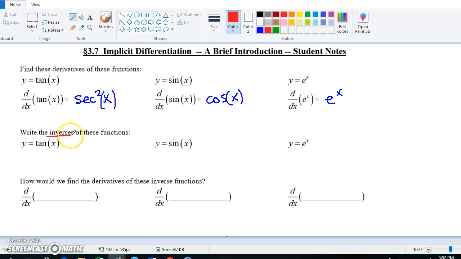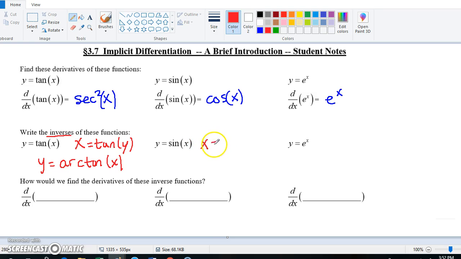Next, let's write the inverses of these three functions. Y equals tangent of x. Remember, for an inverse, we're going to swap the x and the y, and we're going to solve for y. So y is going to equal the arctangent of x.